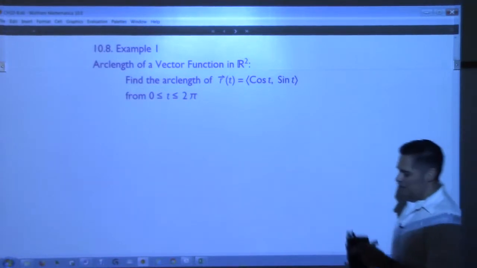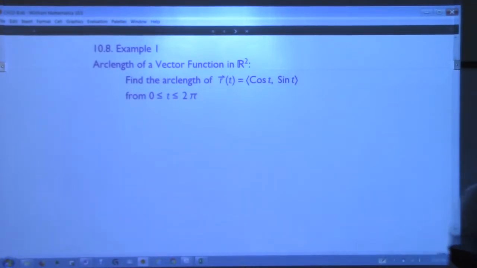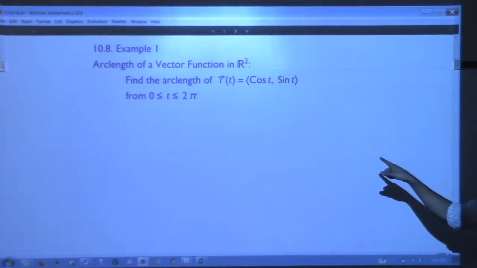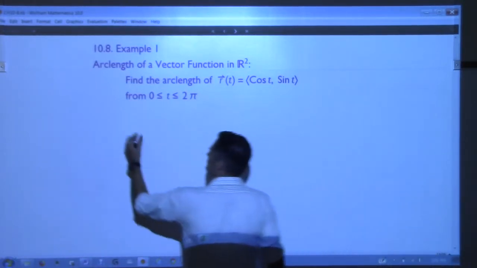1. Close. 2. What is that drawing? Unit circle, right? So I want the arc length, which is the same as circumference, right? What's the circumference of a circle that has a radius of 1? 2 pi. Well, 2 pi times r, and r is 1, right? Our answer should be 2 pi here, shouldn't it? Should be. Okay, so let's do it.